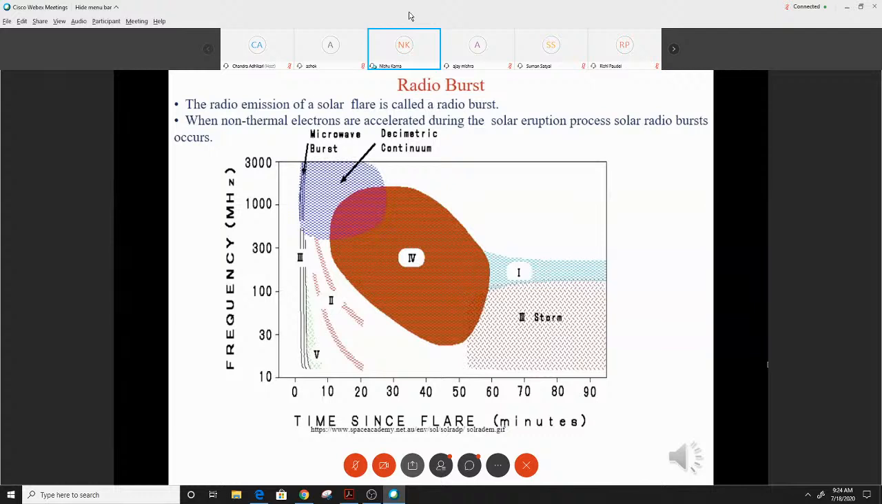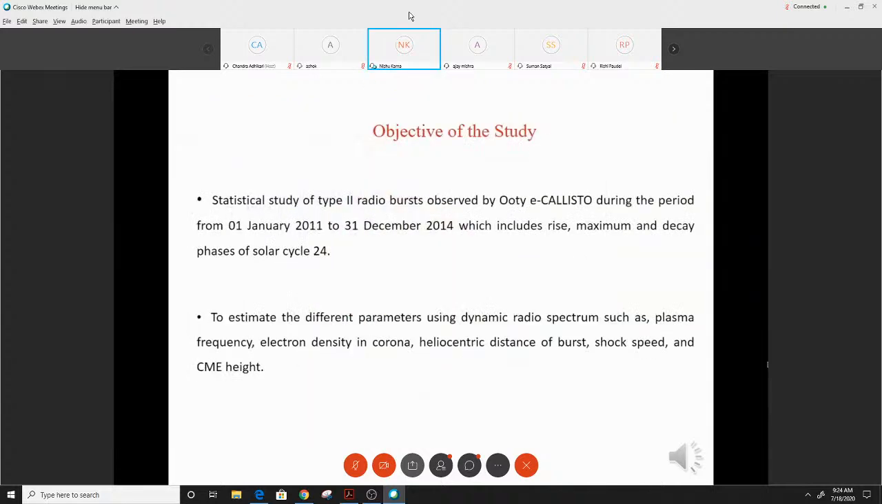My current research has two prime objectives. The first one is a statistical study of the type 2 radio bursts observed by the UTE Callisto during the period from 1st January 2011 to 31st December 2014. My second objective is to estimate different parameters using the dynamic radio spectrum, such as plasma frequency, electron density in the corona, heliocentric distance of the burst, shock speeds, and CME height.